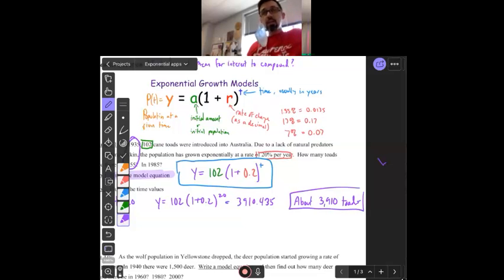Okay, there's your answer. Some sort of approximation word, your correctly rounded answer, and then what are we talking about here? We're talking about toads. Okay, that's what I expect to see.